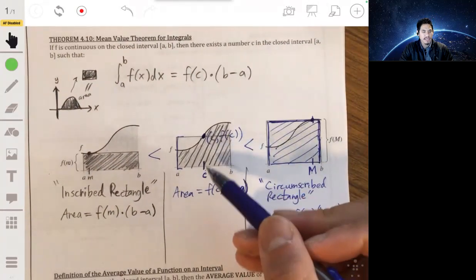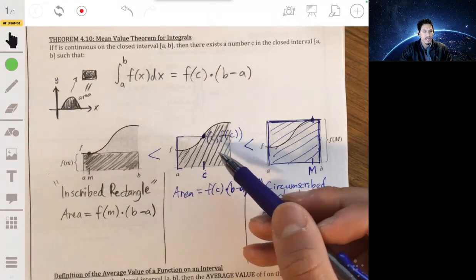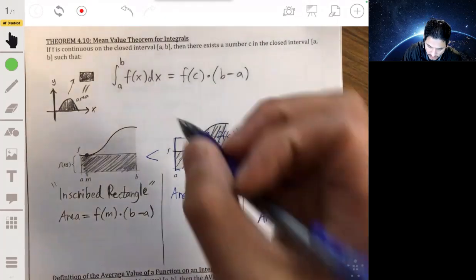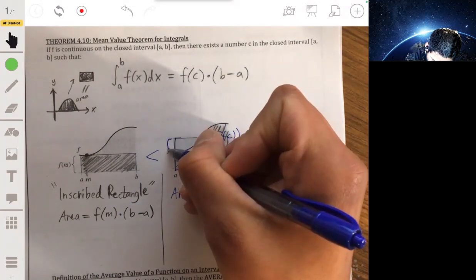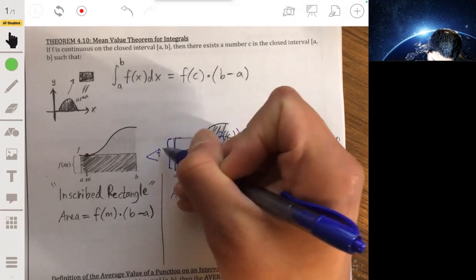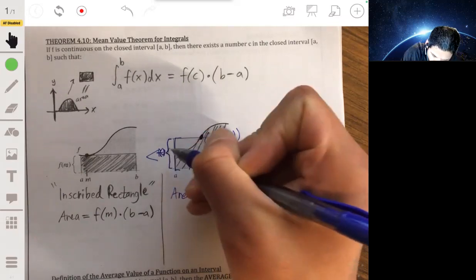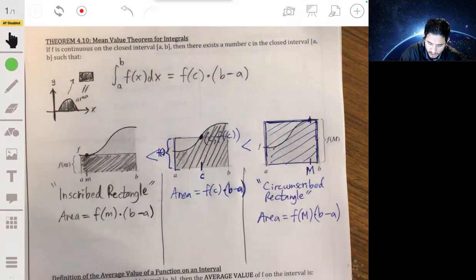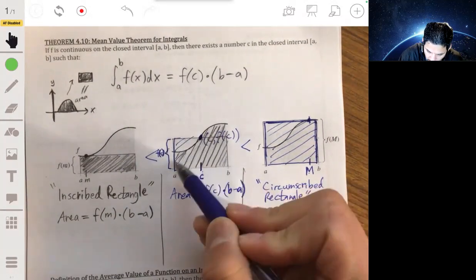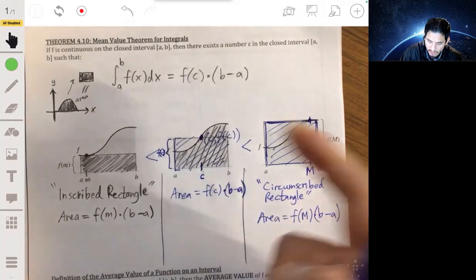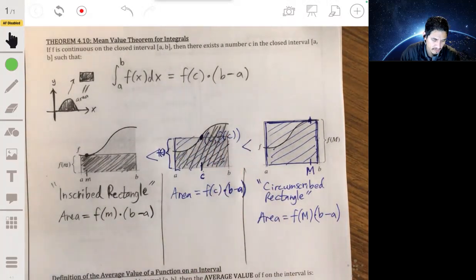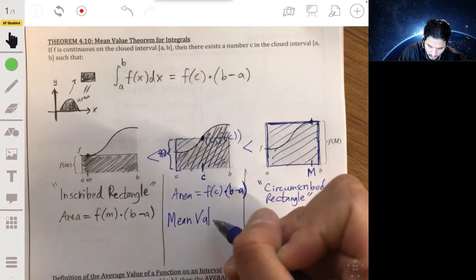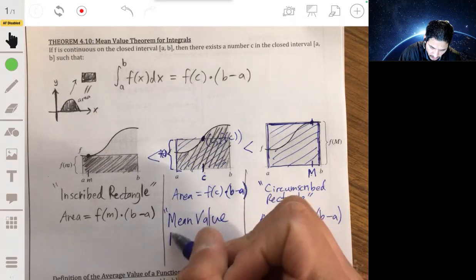So the area of this rectangle is equal to f of c times b minus a. Again, let me write this out. This would be f of c, this length here, this height here. So the area of this rectangle is equal to the actual area of the integral from a to b of f of x. So we call this the mean value. This is the mean value rectangle.